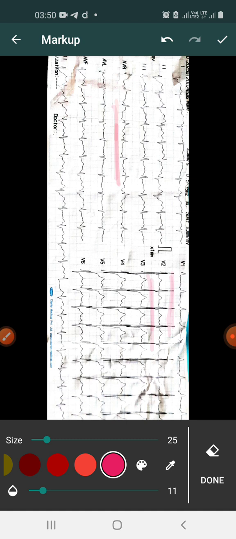So V1 and V2 normally have a negative QRS complex, and gradually it becomes positive up to V5 and V6. Here you can see R greater than S in V1 and V2. So it's a case of posterior wall AMI, and the posterior wall is supplied by the right coronary artery. If the right coronary artery is blocked, it is a posterior wall AMI. We have seen ST elevation, so it is a case of STEMI in posterior wall AMI.